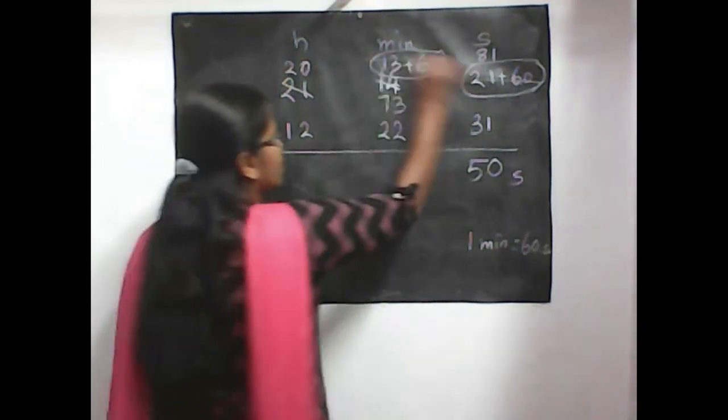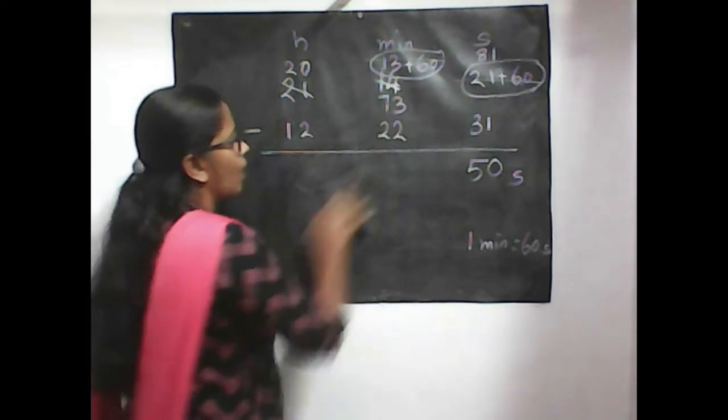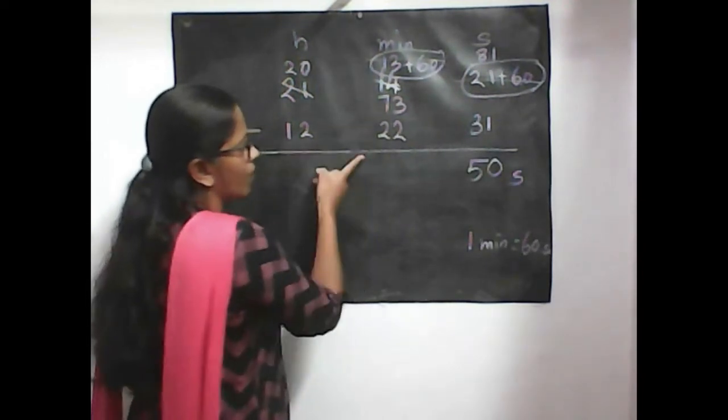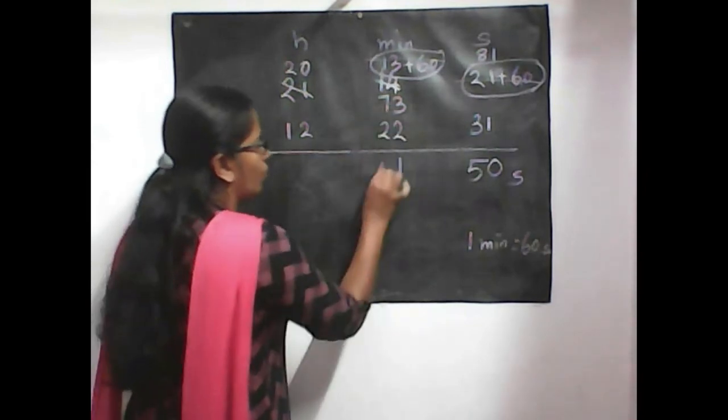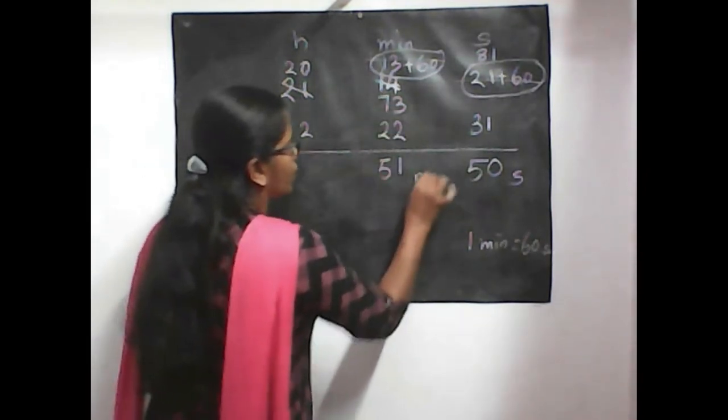No more this, we have only this. Now it is greater. Then do subtraction. 3 minus 2, 1. 7 minus 2, 5. We got 51 minutes.